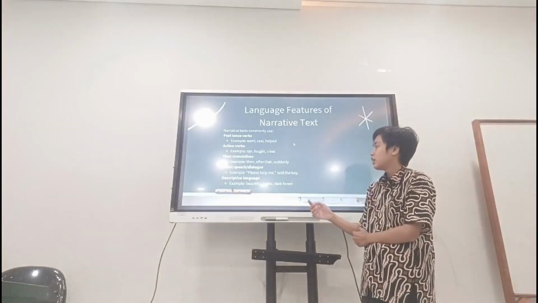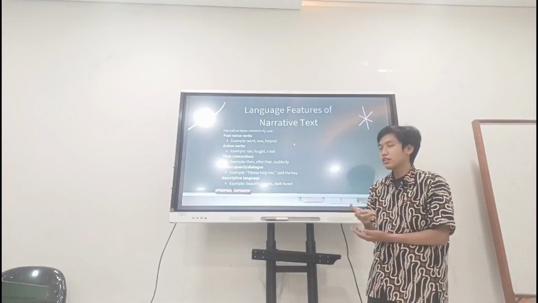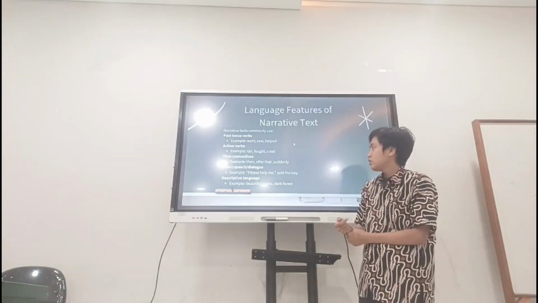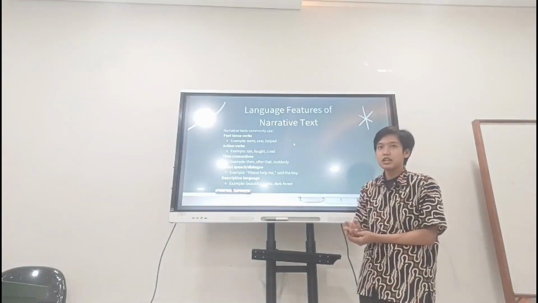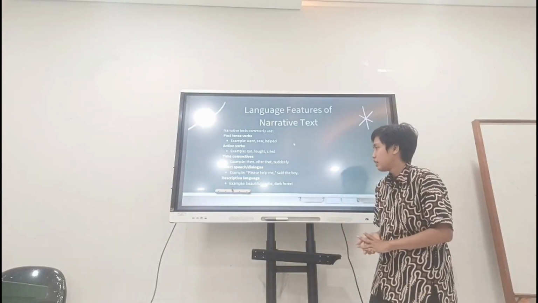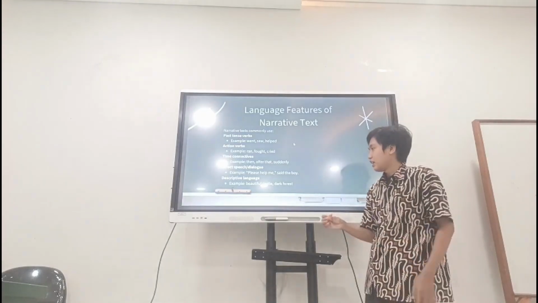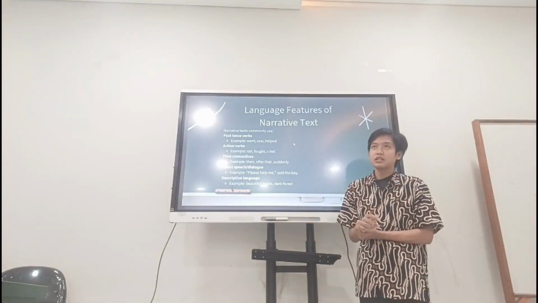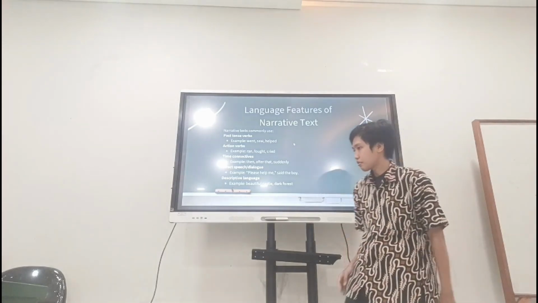Time connective is basically the connection showing how the story goes from the beginning to the end, such as just then, after that, suddenly. Direct speech or dialogue is basically what the character or someone said in the story. Descriptive language is used to describe the character, the nature, the village, etc.